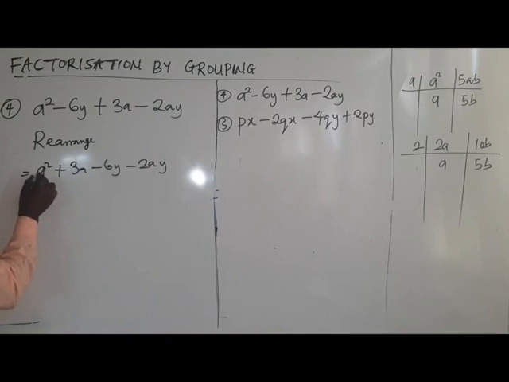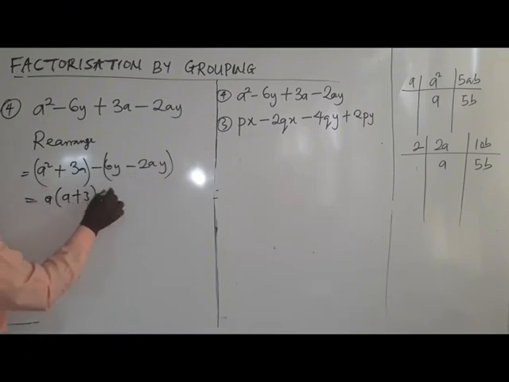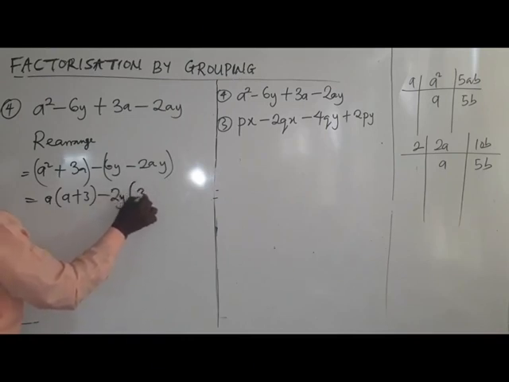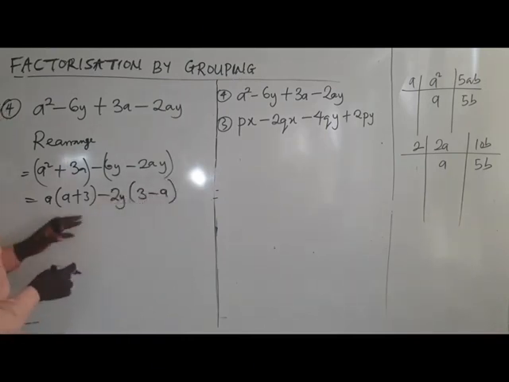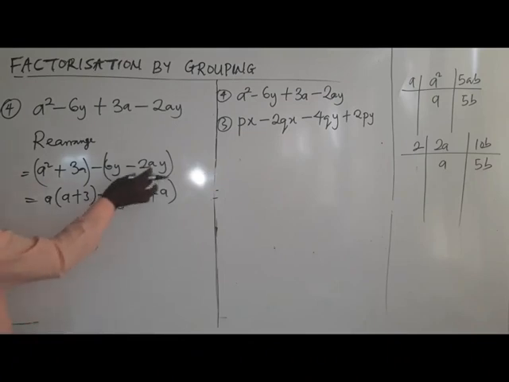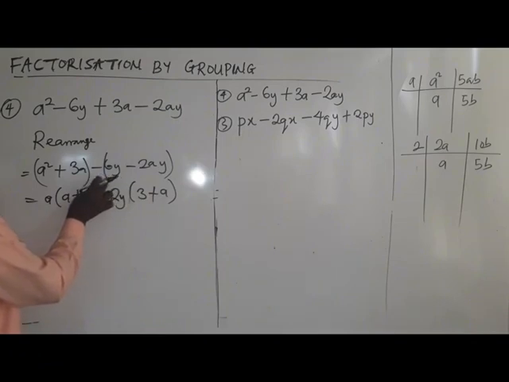So in this case, let's group. What is common is a, then we have a plus 3. What is common is 2y, then we have 3 minus a. This will be plus, because minus times minus gives plus. You will notice that what we have in the bracket are not the same. So what we have in the bracket are not arranged in the same way. Which means that this is supposed to come before this. So in that case, we rearrange.